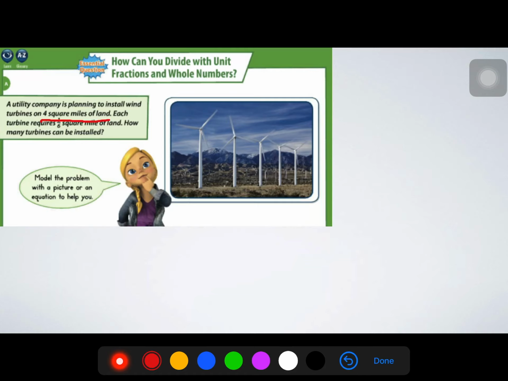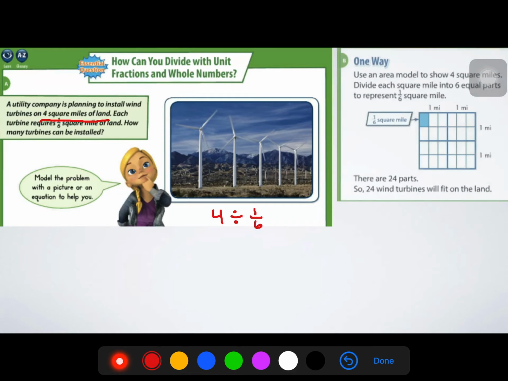We're going to model the problem with a picture or an equation to help you. I know you're not big on pictures, but the pictures are excellent concrete models of what you're doing. You're taking the 4 square miles of land and you are dividing it into 1/6 parts to see how many wind turbines. So the first thing you could do is draw a model here.